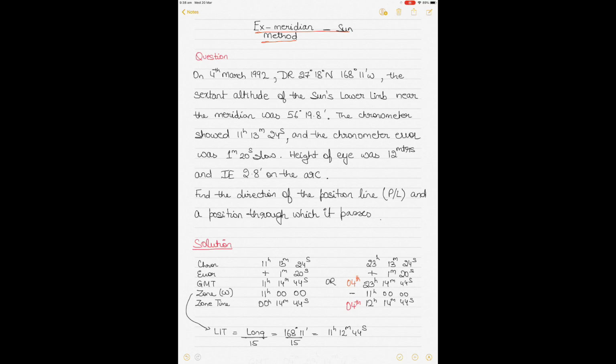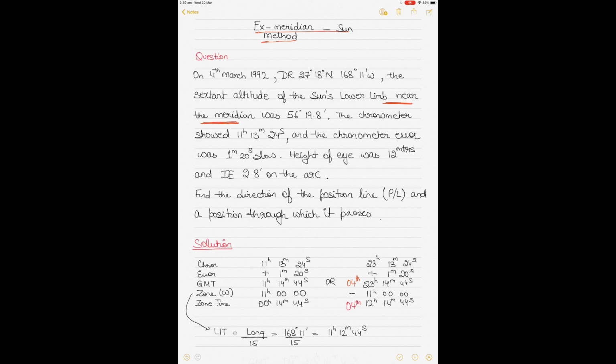So the key word here is the body is near the meridian, as you can see in the question itself. Whenever you see a question which says that the body is near the meridian, it could be either reaching or normally it has passed. Sometimes people miss the meridian passage time, and then they can use the near the meridian time and near the meridian altitude to calculate the observed latitude using the sextant altitude of the celestial body. So normally it's the sun.